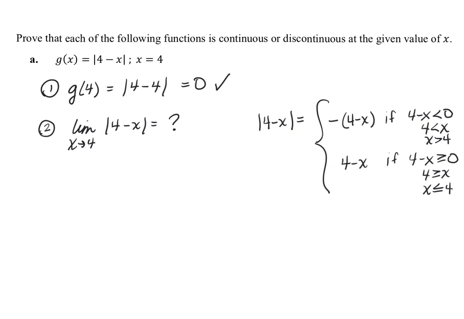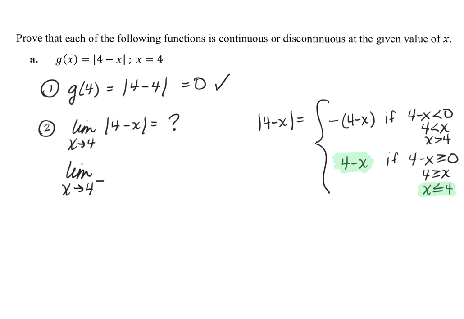So going back to this limit, we need to look at the left and right hand limits and see if they are the same. So we'll look at the limit as x approaches 4 from the left. Now, if we're approaching 4 from the left, we are analyzing values that are smaller than 4. So looking at our piecewise function, we know that if x is less than or equal to 4, then we are utilizing 4 minus x as our function.